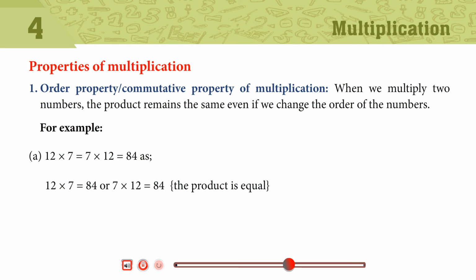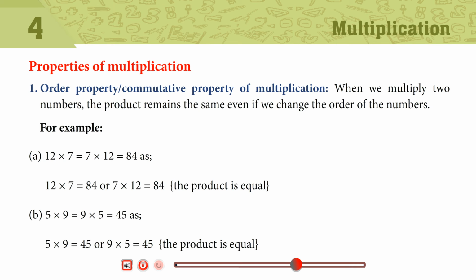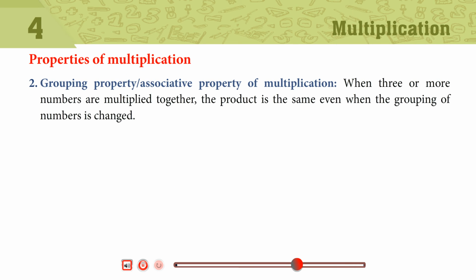The product is equal. 5 into 9 is equal to 9 into 5 is equal to 45, as 5 into 9 is equal to 45, or 9 into 5 is equal to 45. The product is equal. 2. Grouping property or associative property of multiplication. When 3 or more numbers are multiplied together, the product is the same even when the grouping of numbers is changed.